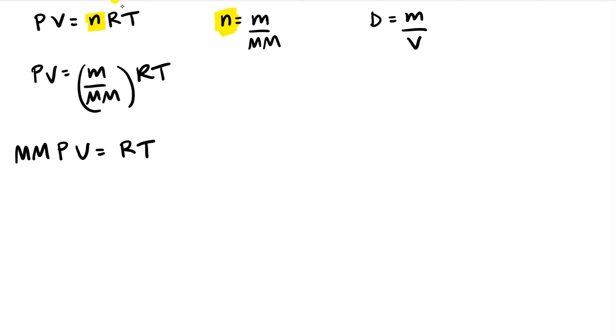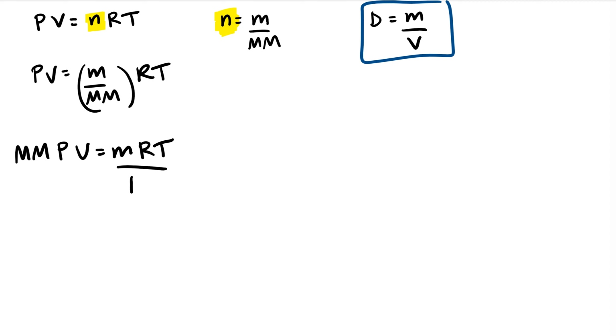And then we're going to rearrange this, sorry, that is equal to mass times RT. Now I can rearrange this and make it look something like the density equation. Density is equal to mass divided by volume. So that's exactly what I want to do here. I want to rearrange these variables until I have mass over volume.